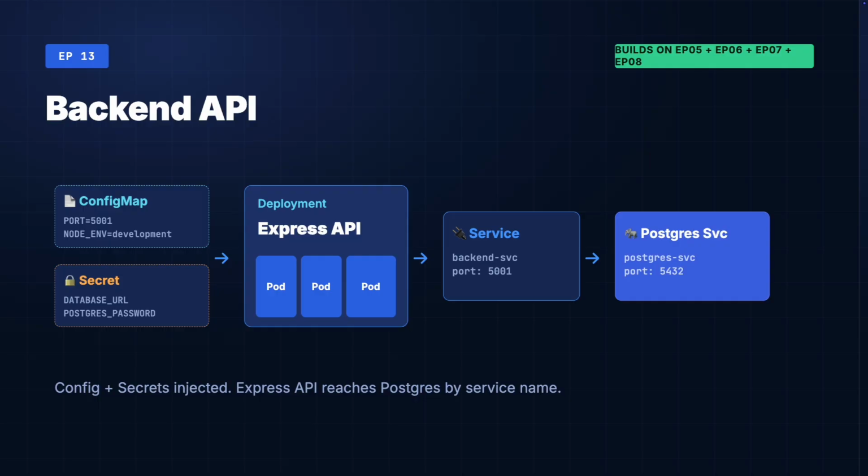This means that even if PostgreSQL is recreated and receives a different IP address, the backend continues working without any changes. Let's build this step by step. First, we'll create the config map, then the secret, then the backend deployment. Finally, we'll create a service so the front end can reach the API.